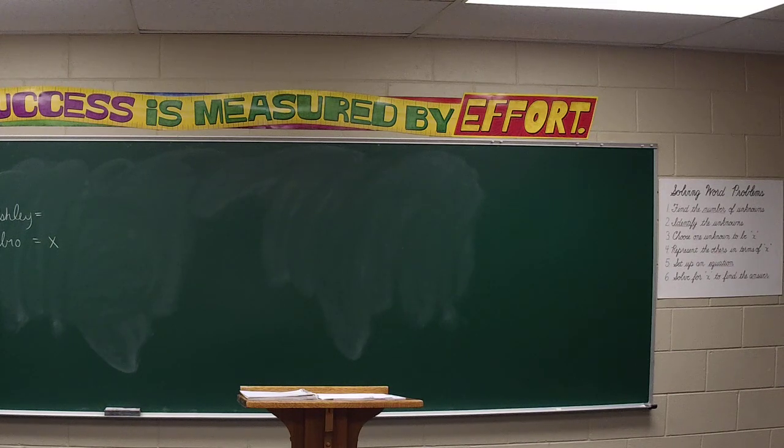It said she was 3/4 as old. We should represent Ashley as 3/4 X, or 3X over 4 would work as well. Nothing wrong with 3/4 X. Oh, how many already have that down? You already saw that one coming.